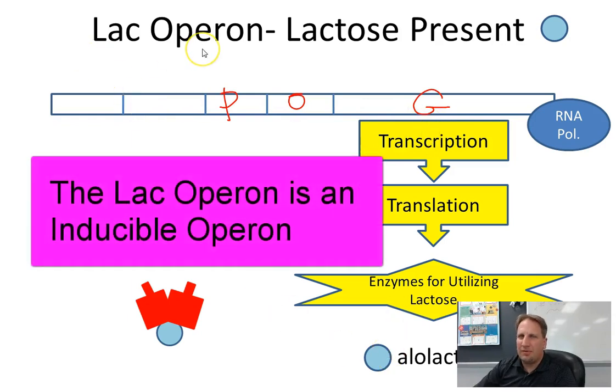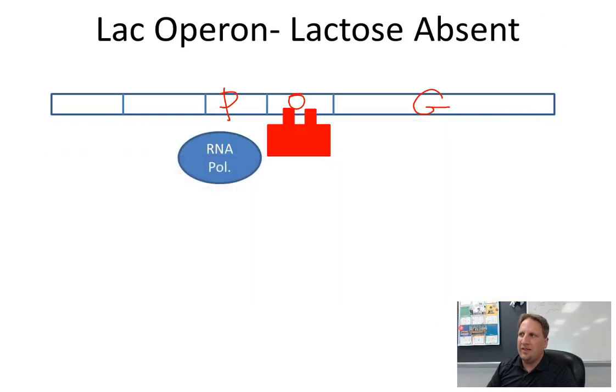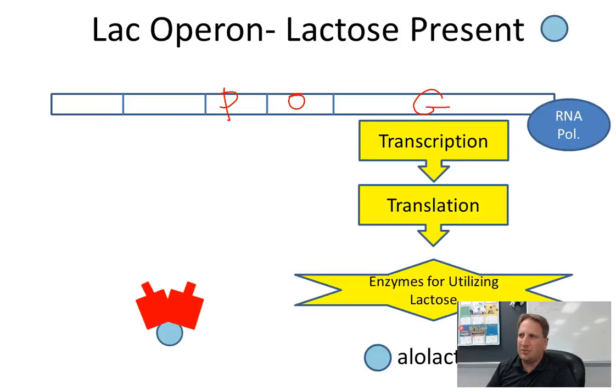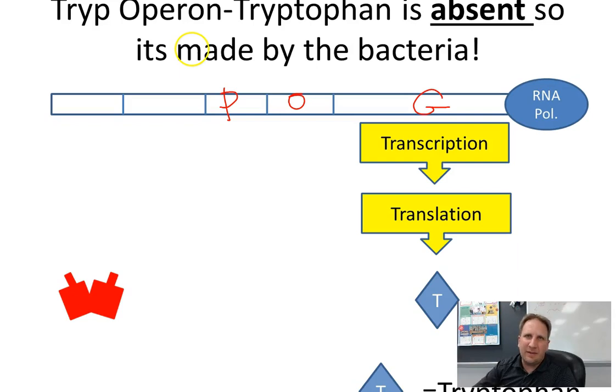So the Lac Operon is an example of an inducible operon, meaning that when lactose is absent, it is off, and it is mostly off. But it can be induced when and if lactose is present, and it will be induced to be turned on. The second example that we're going to go over is the Trp Operon, and the Trp Operon is how the bacteria control the production of tryptophan.